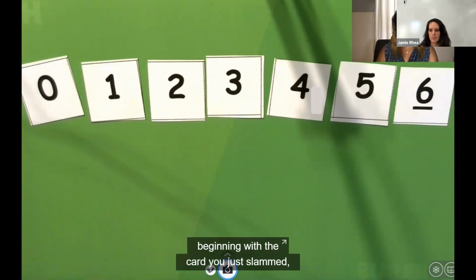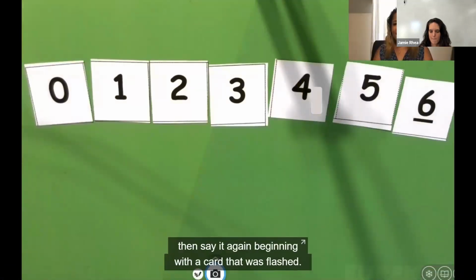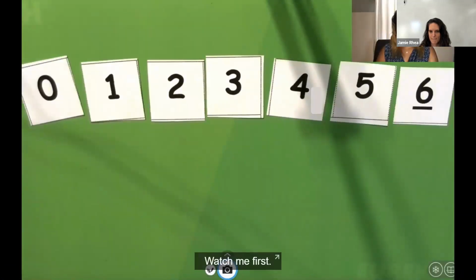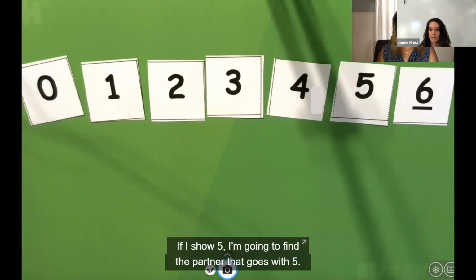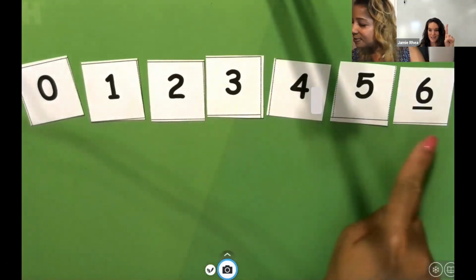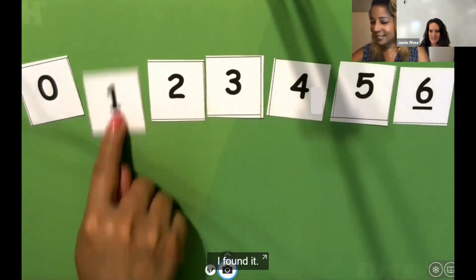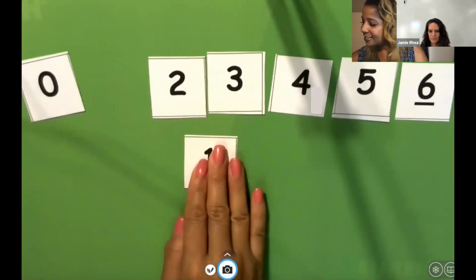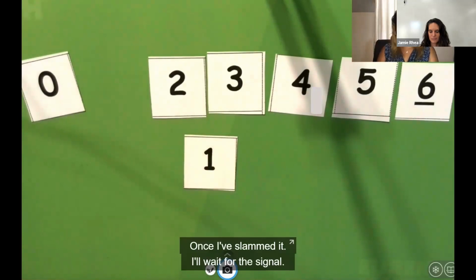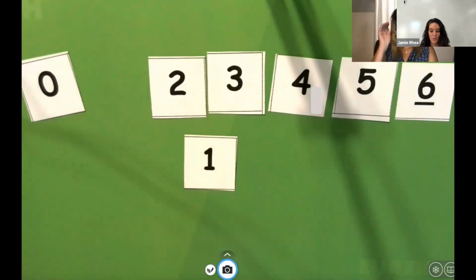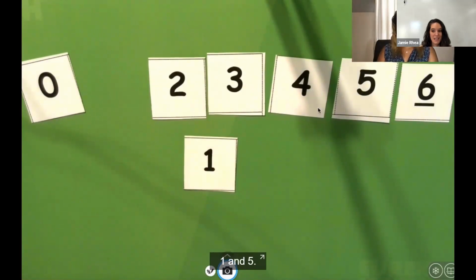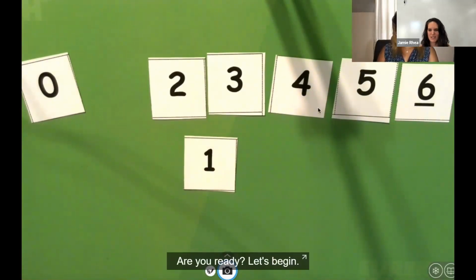Say it again, beginning with the card that was flashed. Watch me first. If I show 5, I'm going to find the partner that goes with 5. The partner to go with 5 to make 6 is 1. I found it. Once I've found it, I'll wait for the signal. We're going to say 5 and 1. There you go. 5 and 1. 1 and 5. Are you both ready? Let's do it. Let's begin.